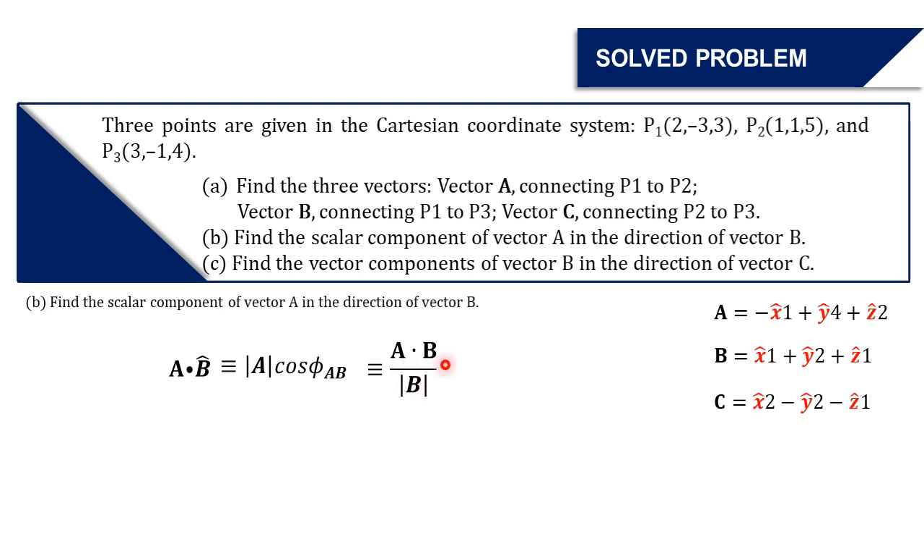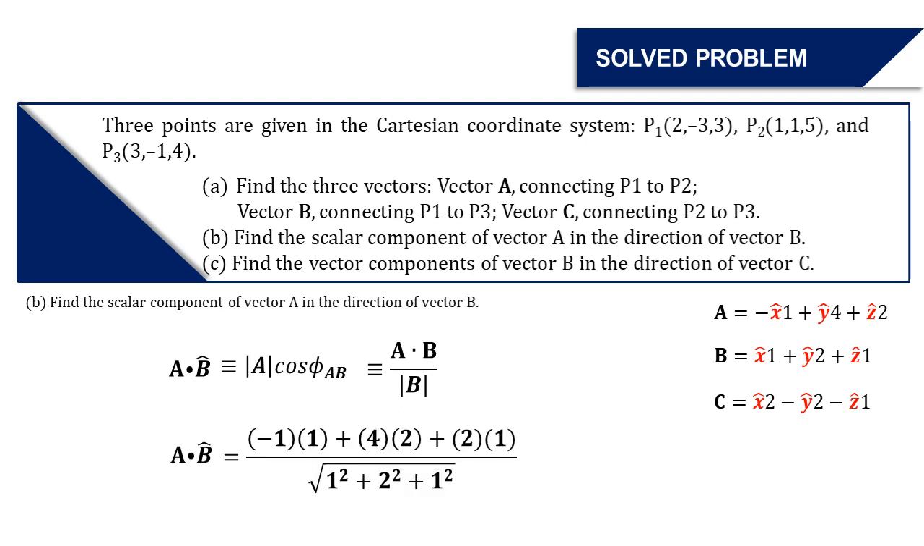So, in this case, mas madali kasi itong magamit dahil meron na tayong values ng vector A and vector B. So, yan ang gagamitin nating formula to solve for the scalar component of vector A in the direction of vector B. Okay? So, substitute na natin yung mga values.